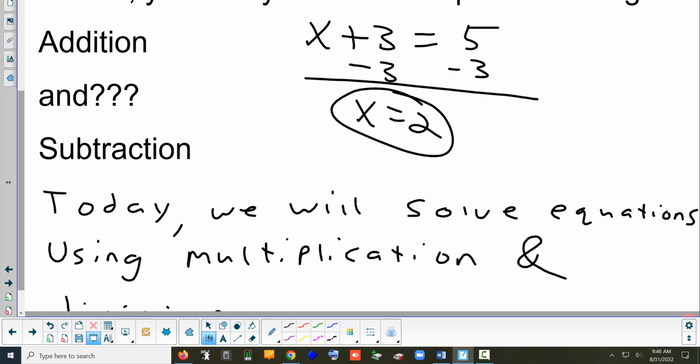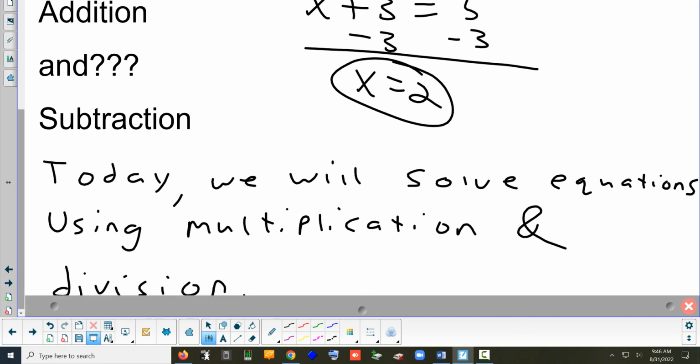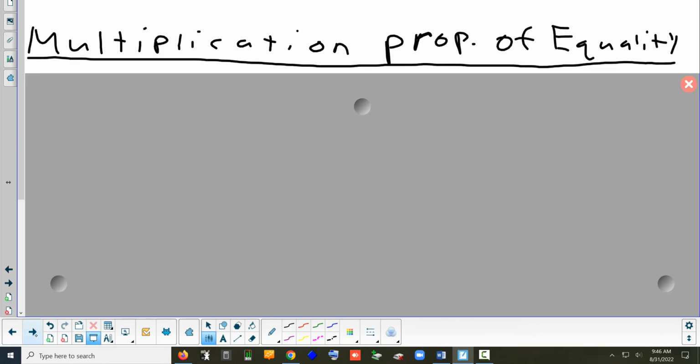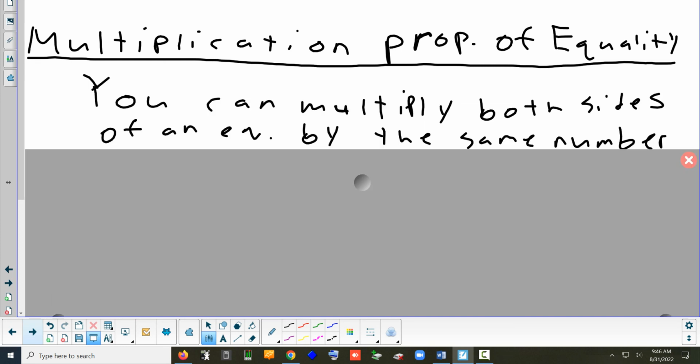So today we're going to solve equations using multiplication and division. Again, there's no spot on your guided notes to write that. Just kind of reminding you what we're going to do today. Alright, so we talked about adding a number to both sides, subtracting a number to both sides. This, again, you guys just have to look at this. I just want you to read it. You don't have to write this part down.